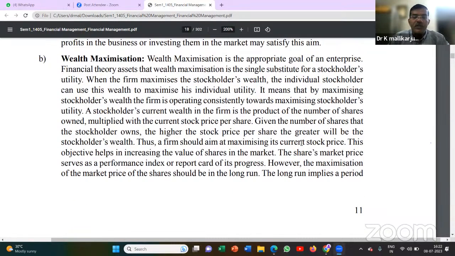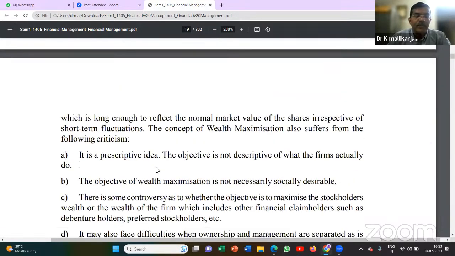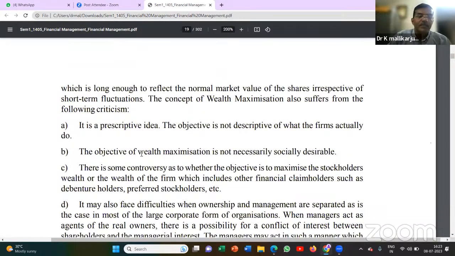Given the number of shares that stockholders own, the higher the stock price per share, the greater the value for equity shareholders. You can see a few companies' share values, like the Tesla share price. In India also, a few companies like Bajaj Finance have share values increased because of the company profits and revenues.